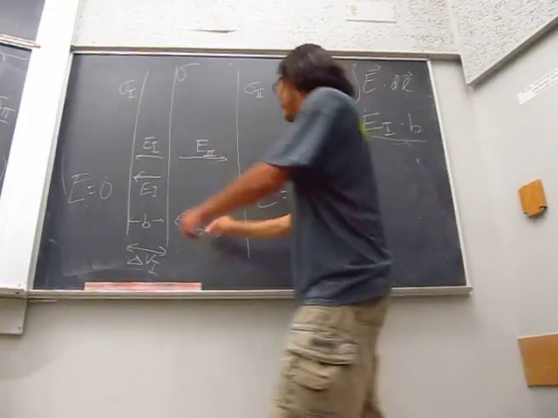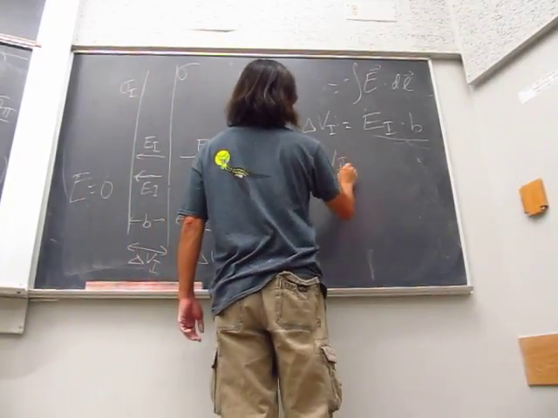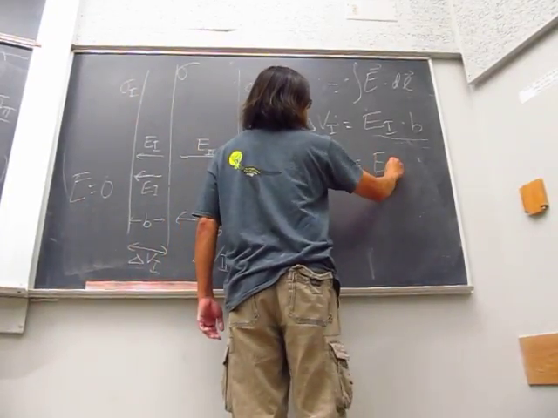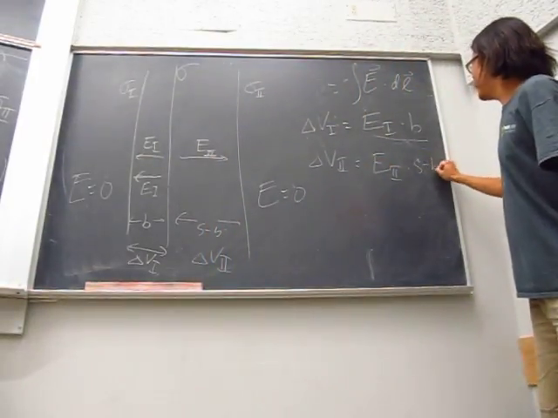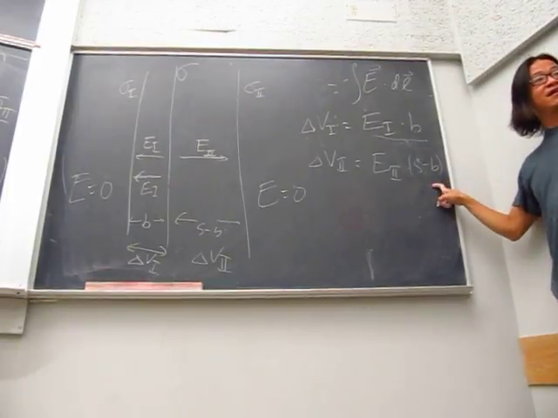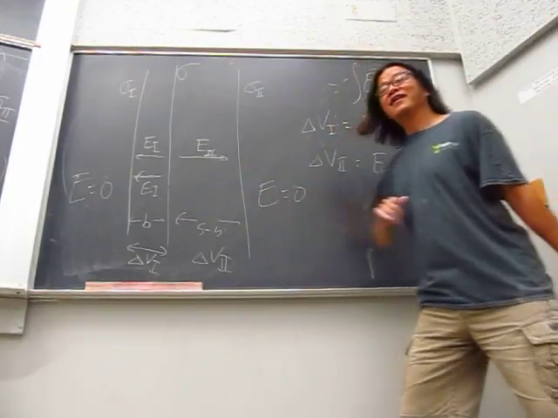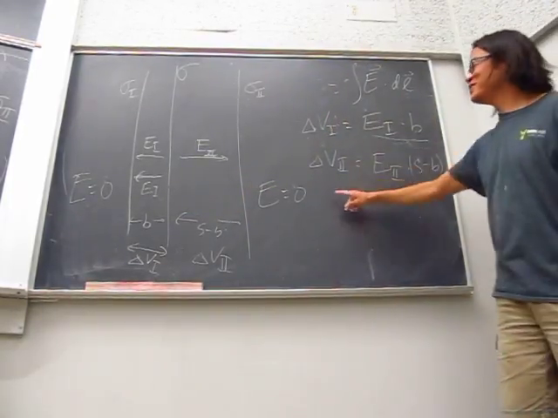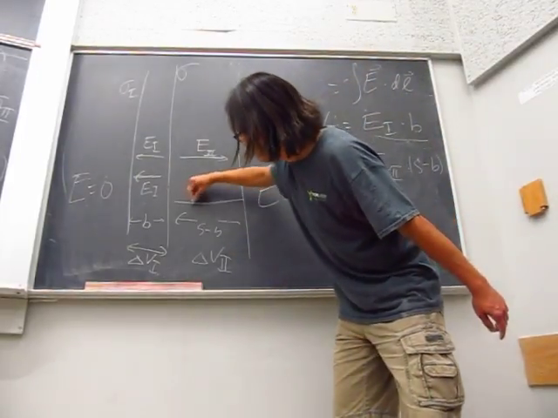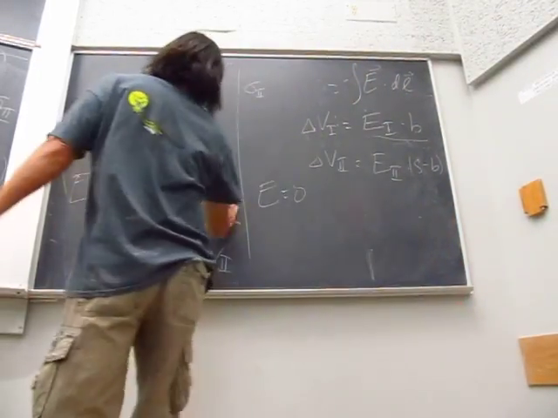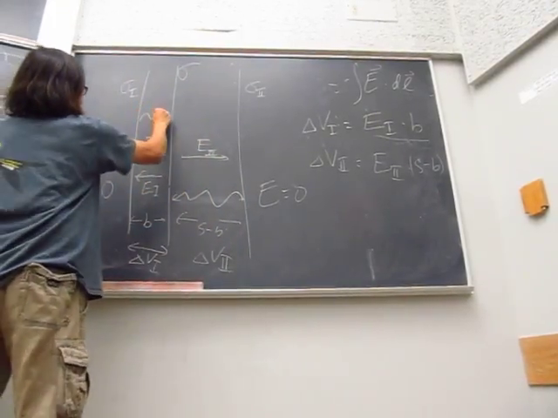The potential difference across the second plate is E2 times (S minus B), right? Because this is S minus B. Okay? And they have to be the same, right? Because I'm taking the line integral that way. Let's just denote the line integral with the wiggly line, right? This is another line integral.